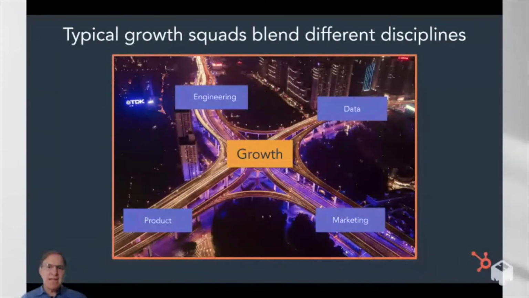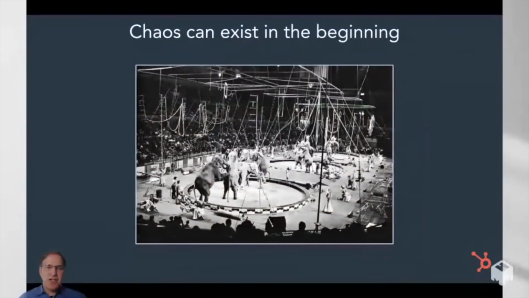Growth squads tend to start out blending four different disciplines. Engineers, who definitely want to bring something to market and do it well. Data, that really wants to let the numbers drive the decisions. Product, that wants to take user feedback and user information and create a great product. And marketing. The challenge in getting these teams together, whether it's on a growth marketing team or if you're integrating those practices onto a community team, is there's usually chaos in the beginning.